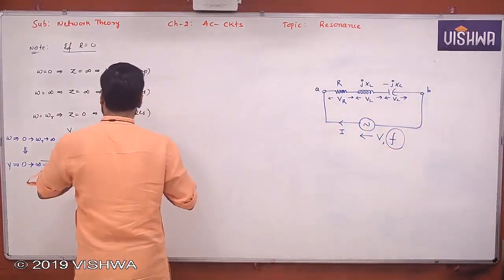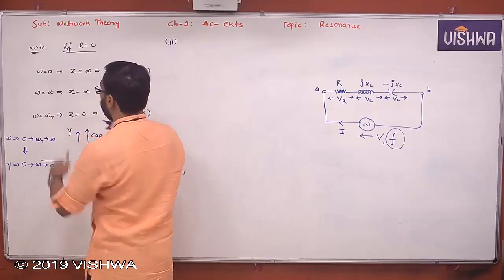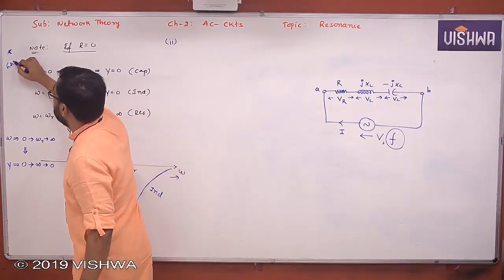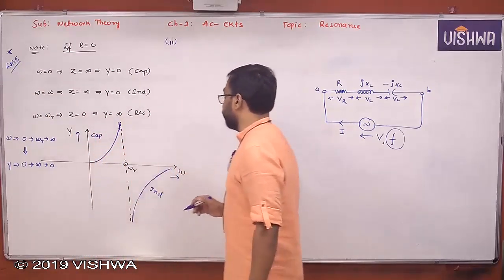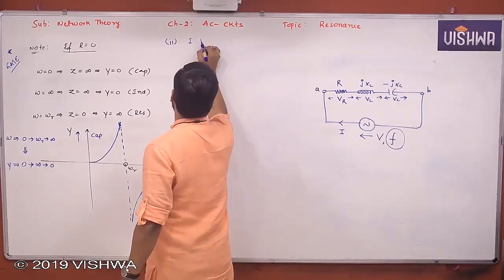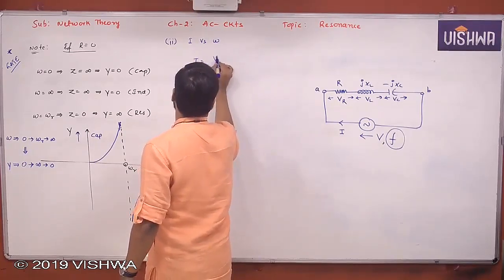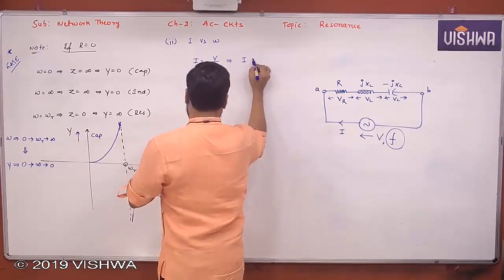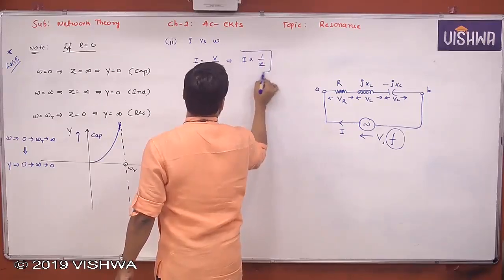Second important characteristics. This is a very, very important concept I'm telling you from the GATE point of view. There is a direct question on these characteristics. Now, current versus frequency. You already know that I is equal to V by Z, so I is inversely proportional to Z. Then obviously you get the characteristics.